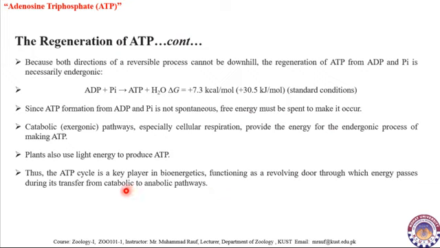So the catabolic and anabolic pathways cannot occur side by side. Actually, this ATP is the intermediate. It picks up the energy from catabolic pathways and delivers this energy to the anabolic ones.